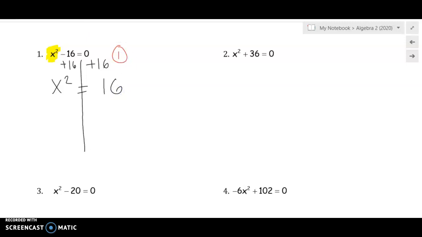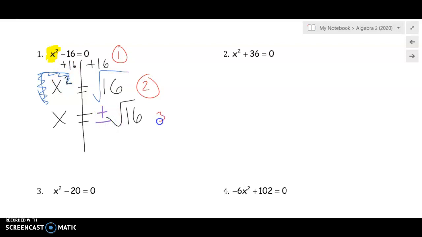Okay, step 2 is to square root both sides. When you square root this, the little exponent of 2 goes away. They undo each other. So then I'm going to be left with x equals the square root of 16. That's step 2. Step 3 is to put in the plus or minus sign. And I put the plus or minus wherever I inserted a square root. So see where I put that purple plus or minus.